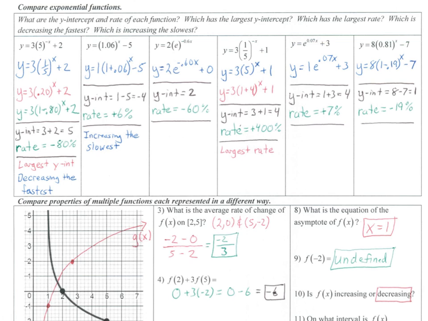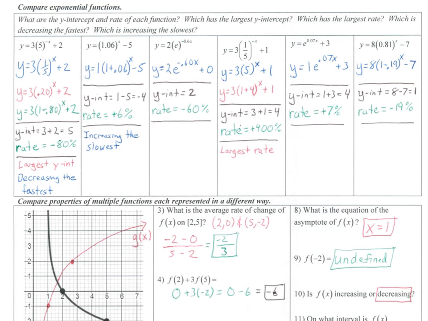Which one is decreasing the fastest? Decreasing means we only look at negatives. So negative, negative, and negative. Which one's decreasing the fastest would be that negative 80%. It's the biggest negative, so decreasing the fastest. And which function is increasing the slowest? So you look at the increasing ones, you have this one and this one. The slowest is this one, so that's increasing the slowest.